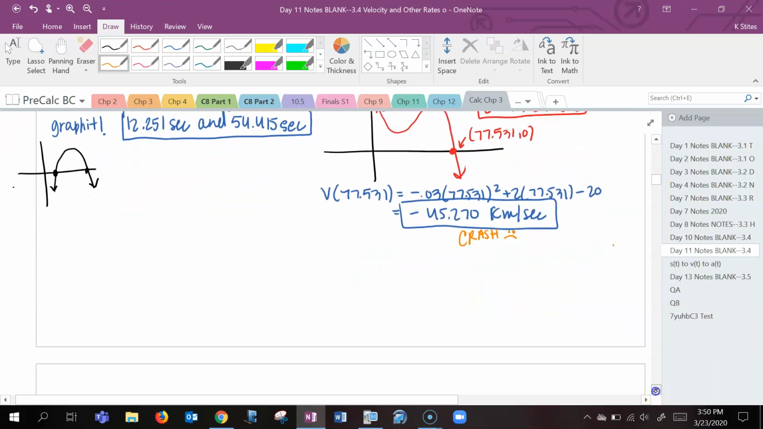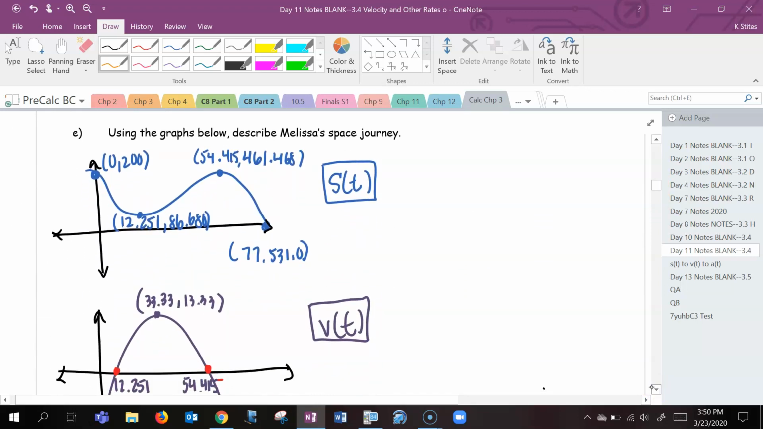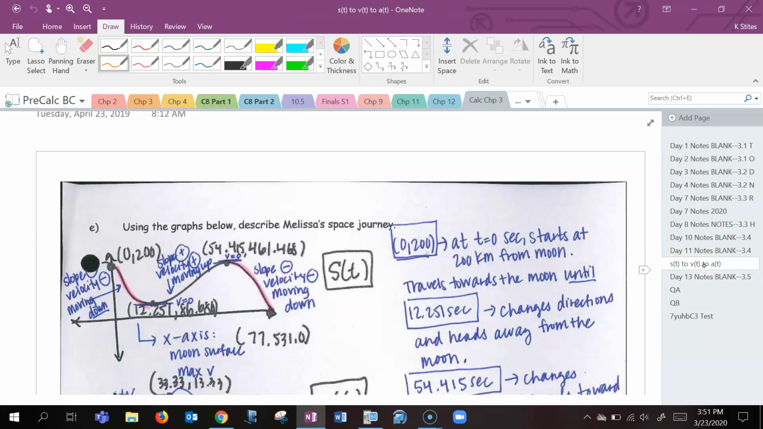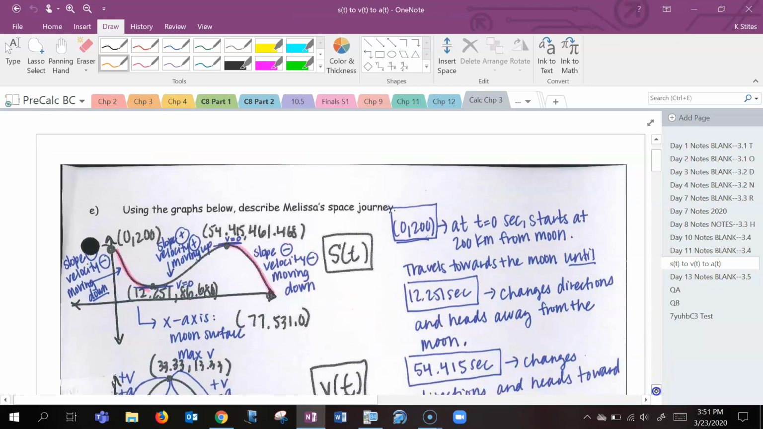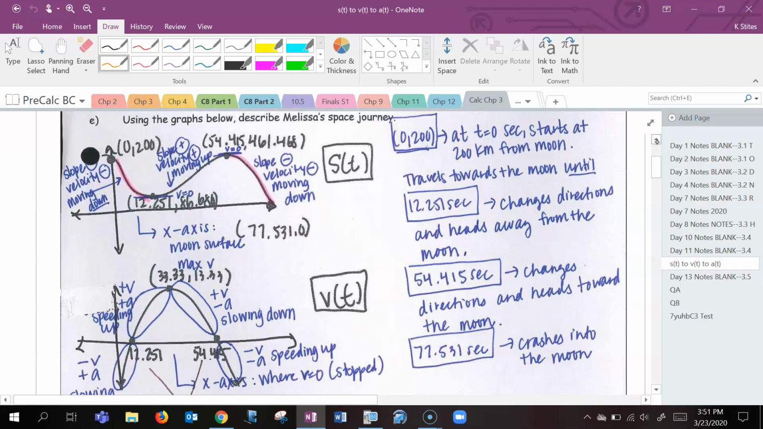Okay, so now if you flip, this is the last thing we're going to do. Using the graphs below, describe Melissa's space journey. Again, I'm not going to write out a whole paragraph here. We are going to look at this sheet, which has everything you need to know, and I'm just going to run through what you should notice.